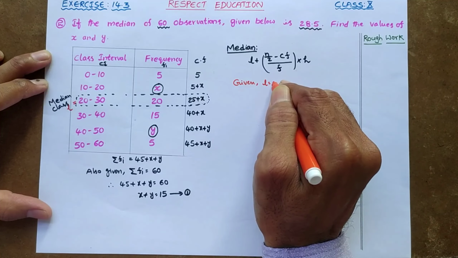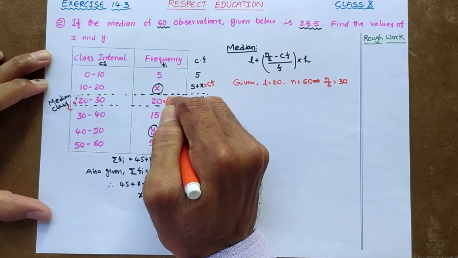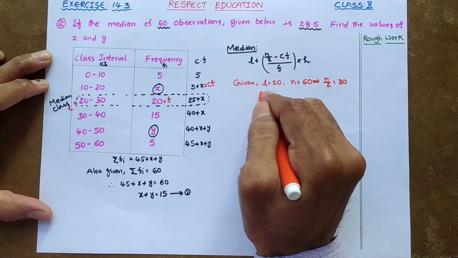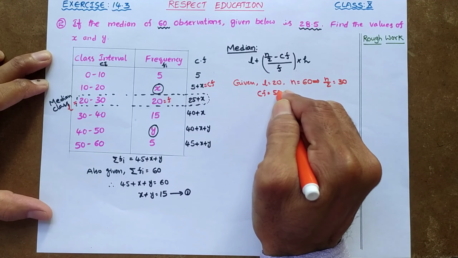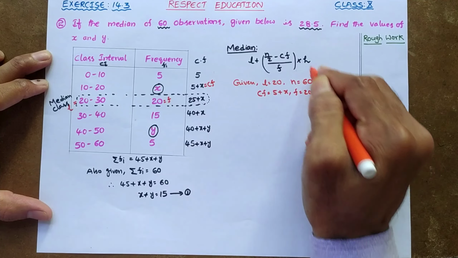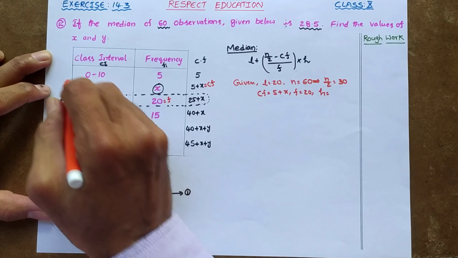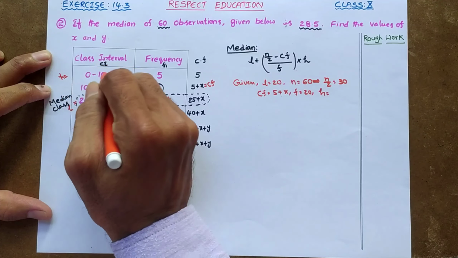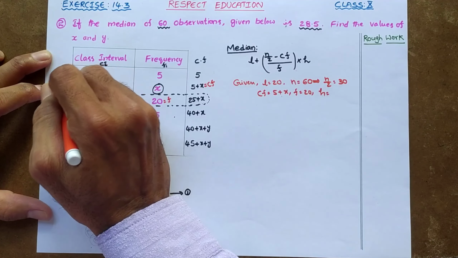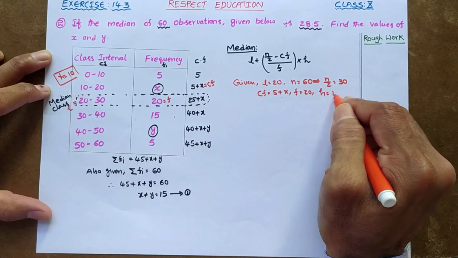Since it is the median class, the preceding one can be taken as Cf, and inside the median class, whatever frequency is there can be taken as f. So here Cf is equal to 5 plus x and f is 20. And here h, you see 0 to 10, 10 to 20, the width h is the difference between these numbers 10 and 0, the difference is 10. That is common everywhere, so we can take h equal to 10.